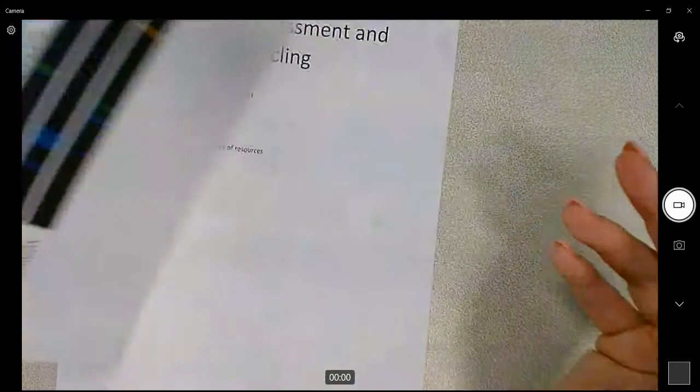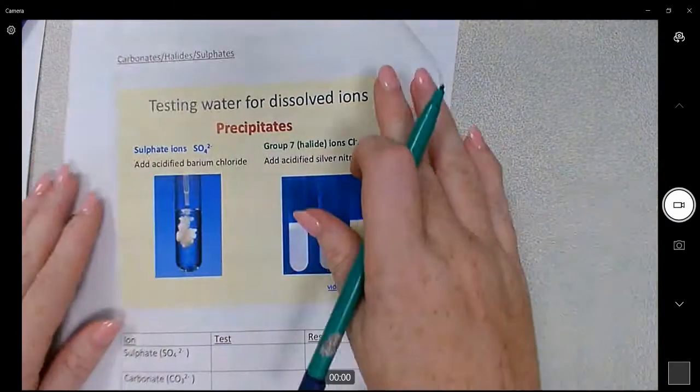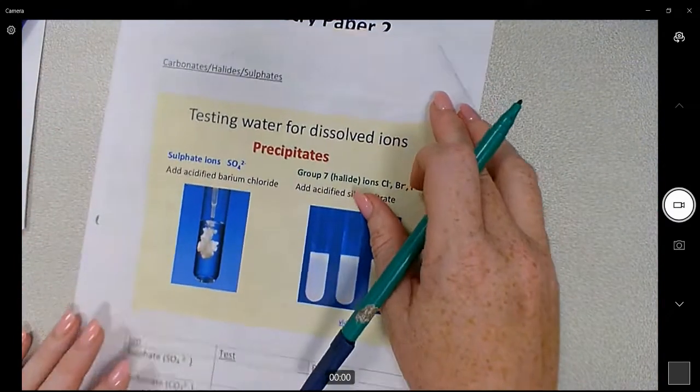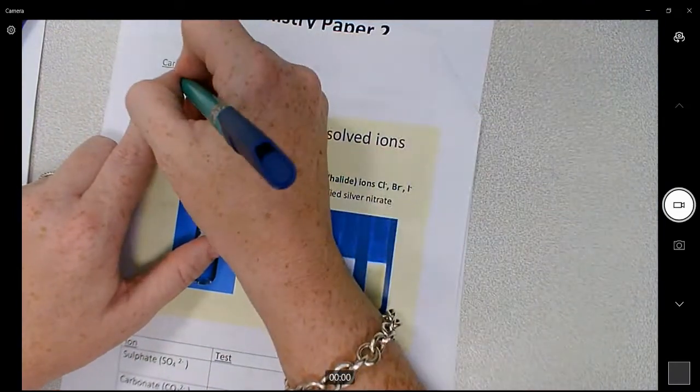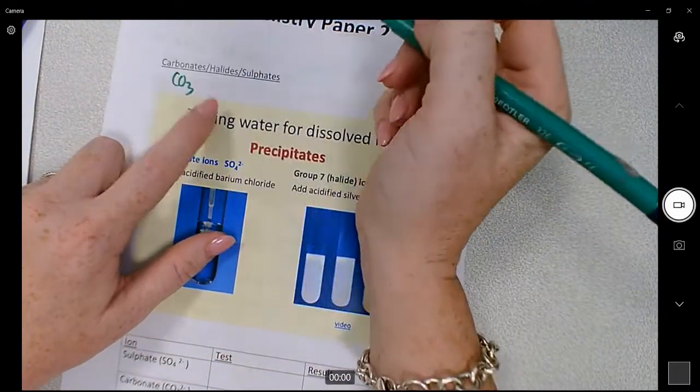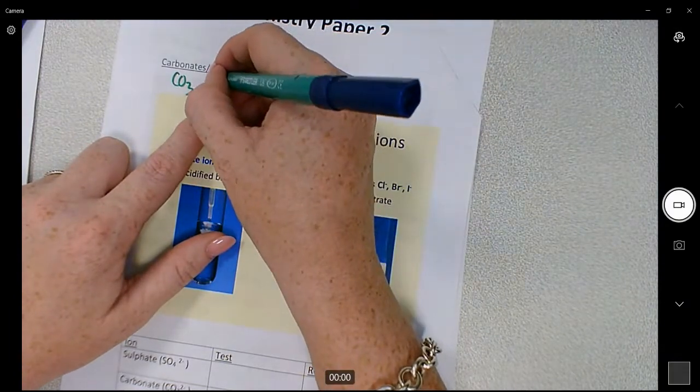All right, so moving on, we just looked at the positive metal ions. We're now going to look at our negative ions. So we'll know already that the carbonates look like this, so CO3. Our halides are anything in group 7.